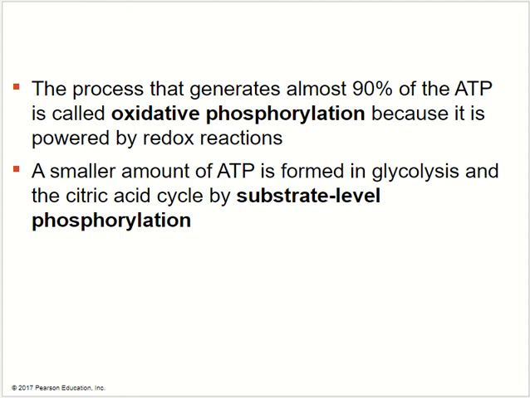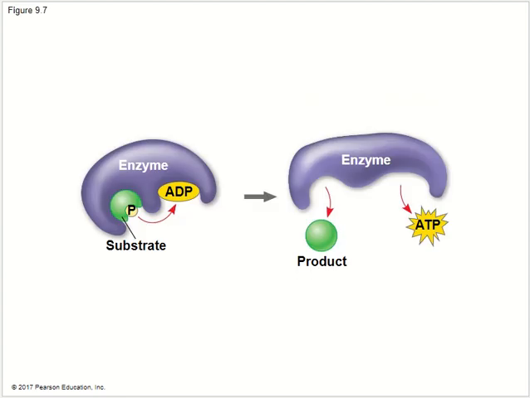The process that generates almost 90% of the ATP from a glucose molecule is called oxidative phosphorylation because it is powered by redox reactions. A smaller amount of ATP is formed in glycolysis and the citric acid cycle by substrate level phosphorylation. But the key of how oxygen comes into play is through the electron transport chain, which is why we are able to produce a lot more ATP per glucose molecule than most unicellular life.